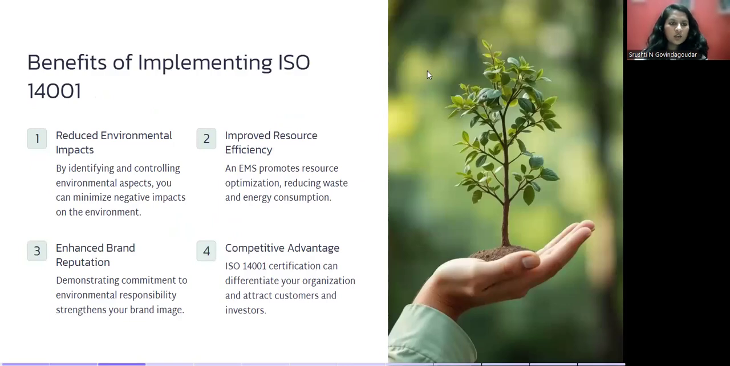Benefits of implementing ISO 14001. Reduced environmental impacts: by identifying and controlling environmental aspects, you can minimize negative impacts on the environment. Improved resource efficiency: an EMS promotes resource optimization, reducing waste and energy consumption. Enhanced brand reputation: demonstrating commitment to environmental responsibility strengthens your brand image. Competitive advantage: ISO 14001 certification can differentiate your organization and attract customers and investors.